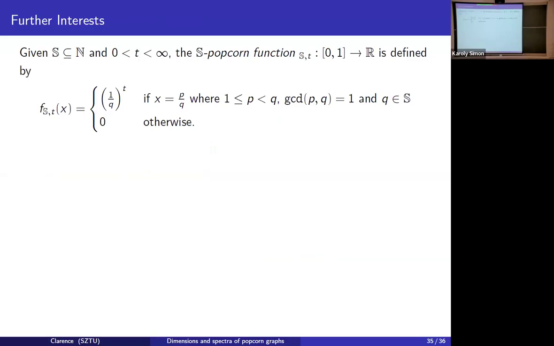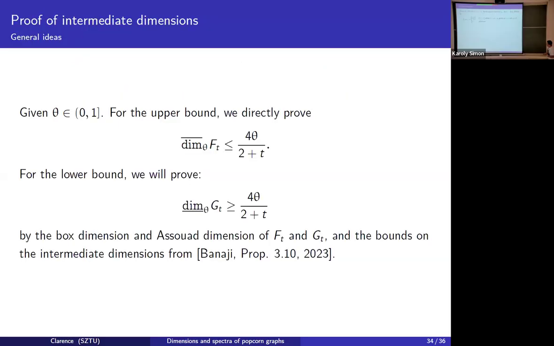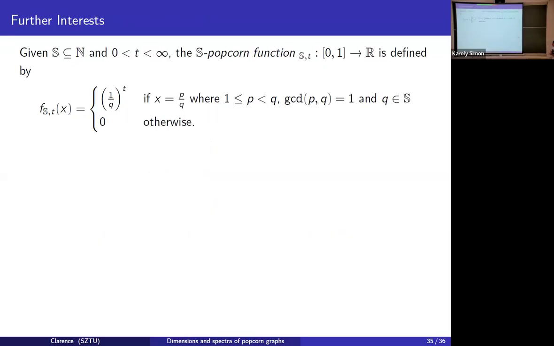For the rest of the time, I would like to share some recent research interests of mine related to the popcorn graph. As for the definition of the popcorn graph, sorry for erasing this. We say that given a rational number, x equals p divided by q. For each level related to q, the points of the level q will be determined by the number structure of q.